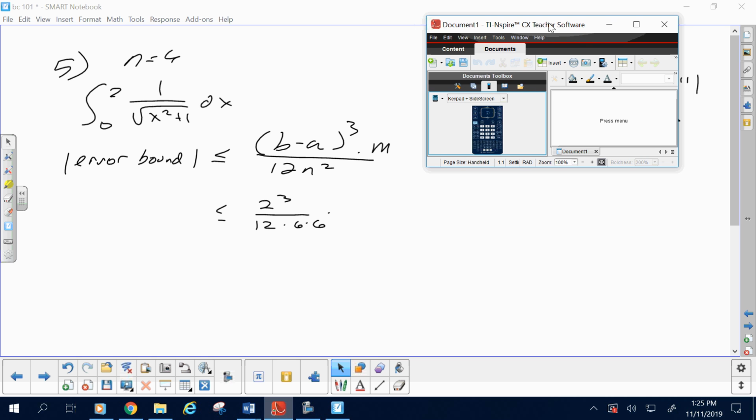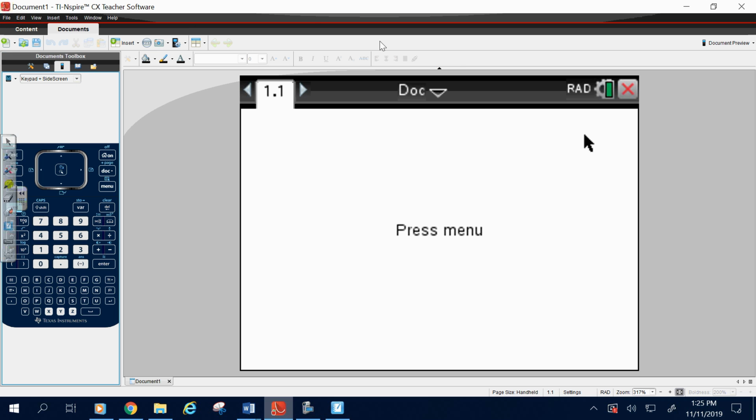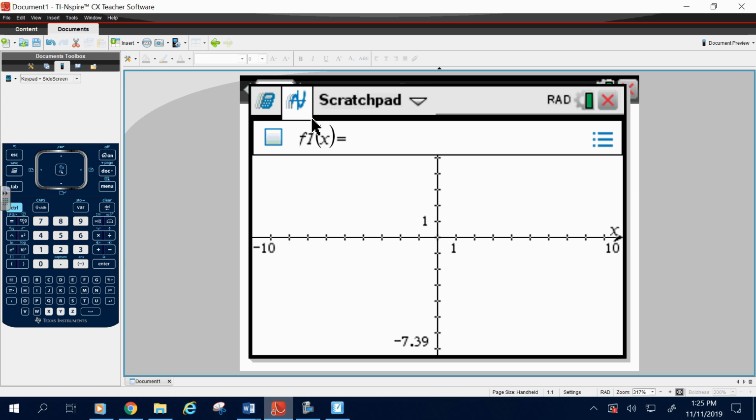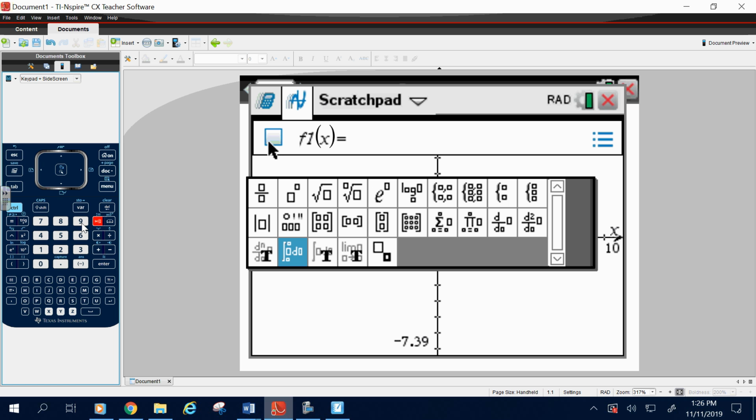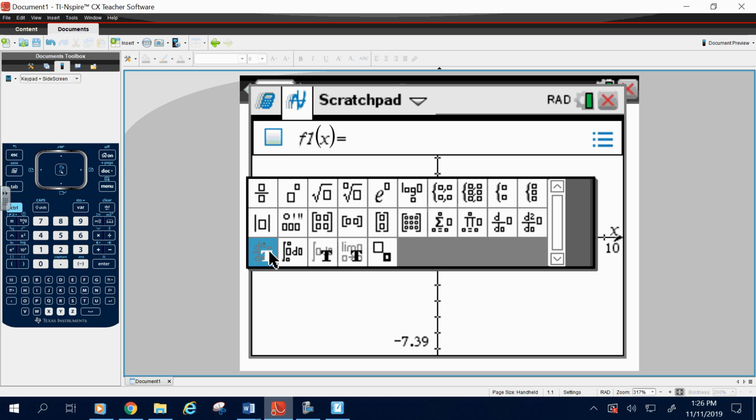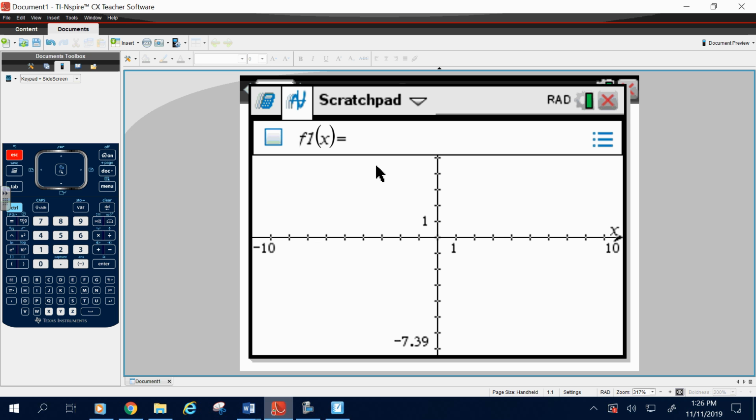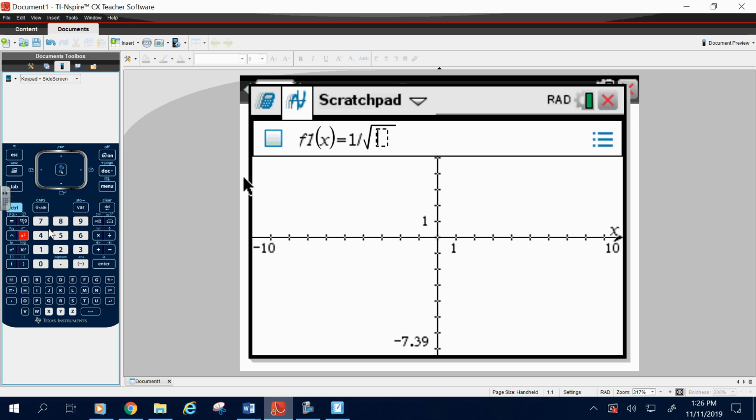You went to the calculator and said, hey calculator, take the derivative. Are you saying take the derivative of the second derivative? Ah, I got you. So I need the function in first. What is it again? 1 divided by the square root of x squared plus 1. Square root of x squared plus 1.